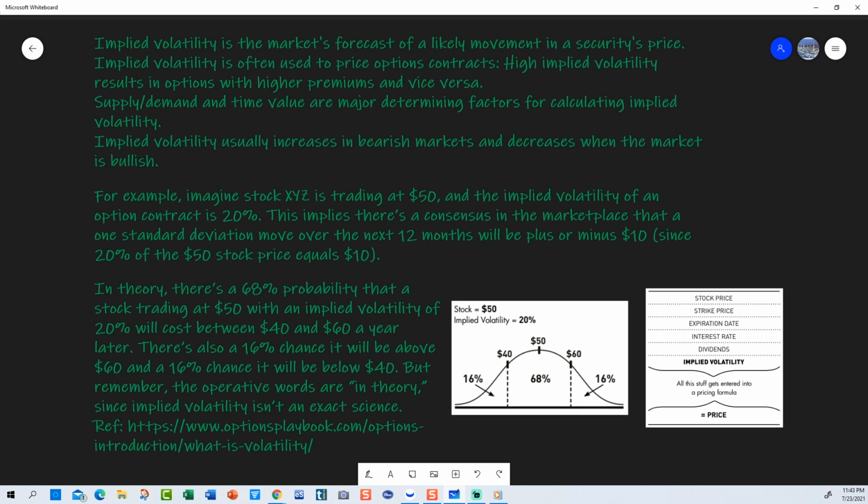And here on the right, we have a little chart that gives you an idea of what affects option prices. So we have the actual stock price, and that we discussed in the delta. The delta affects the option price based off the stock price. The strike price also affects the option price, expiration date, interest rate, dividends, and implied volatility. All this gets entered into a formula to give you the price of an option.